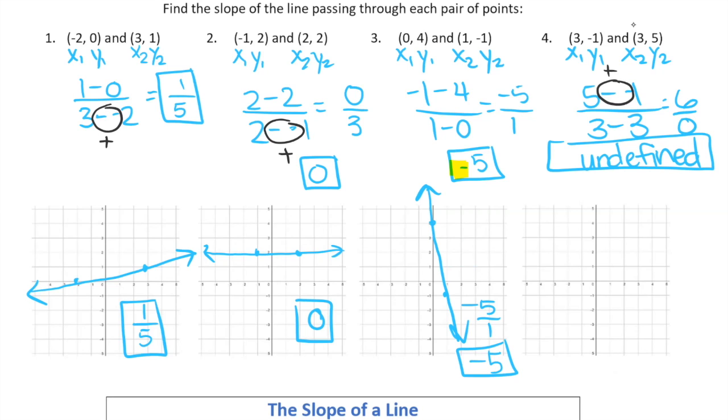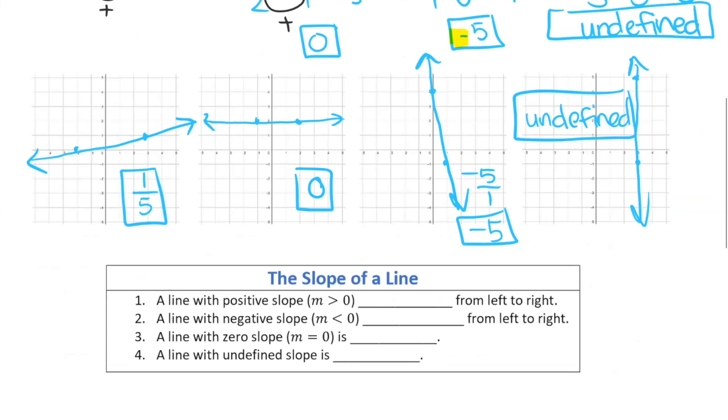And then the last one here, undefined. I'm going to plot those points again. A 3, -1 was my first point, and 3, 5 was my last point. If I connect these with a line, this is a totally vertical line, and all of our vertical lines have a slope that is undefined. So I still got the same slope if I did it on the graph or if I use the equation, either way.